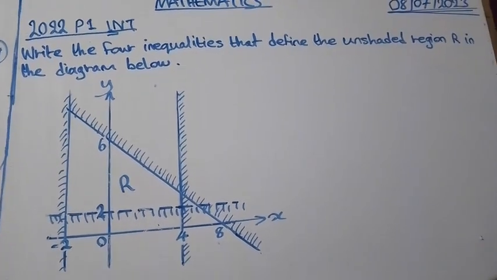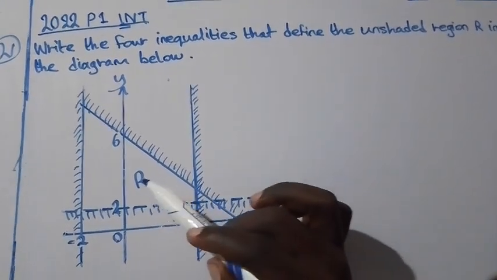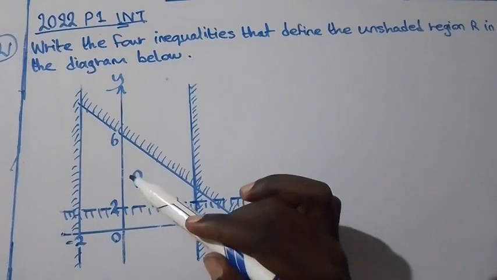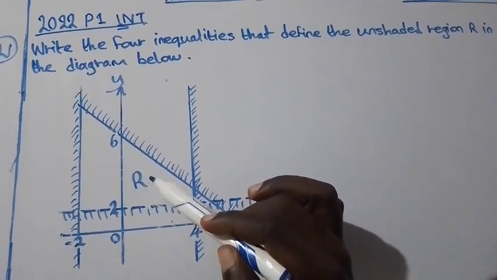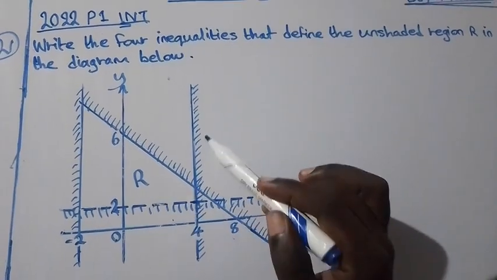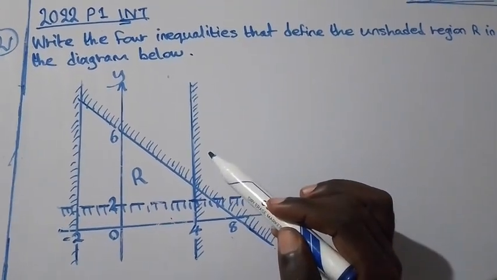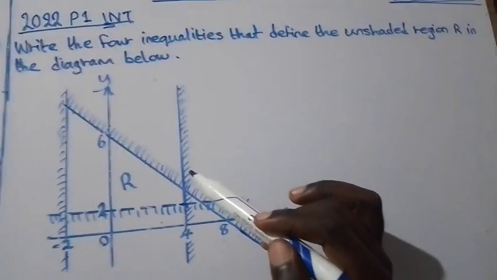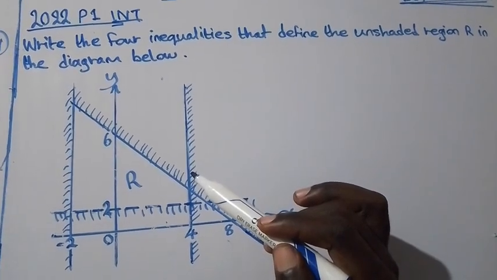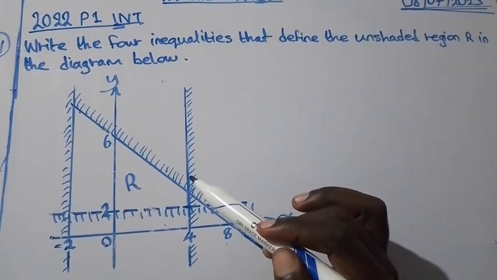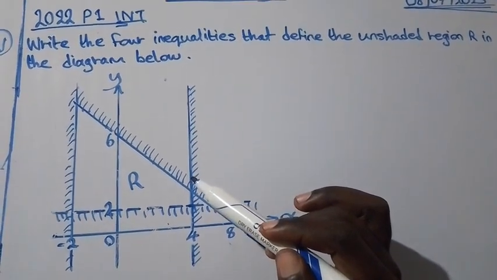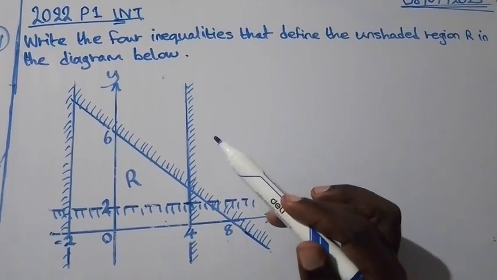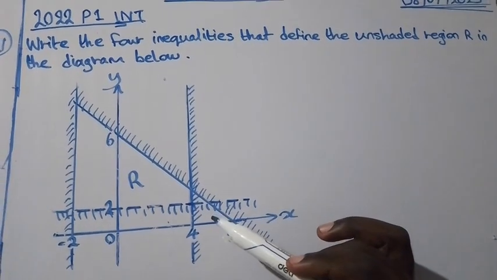So in this question, they want us to write four inequalities that define this region R. In other words, region R is the wanted region, and the shaded region represents the unwanted. When you have such a question, it is advisable to start with inequalities that are direct to pick. How can you tell that they are direct to pick? When you see lines that are vertical or horizontal, they are direct to pick.